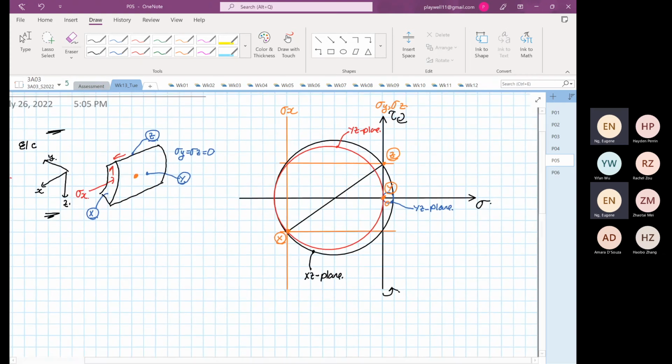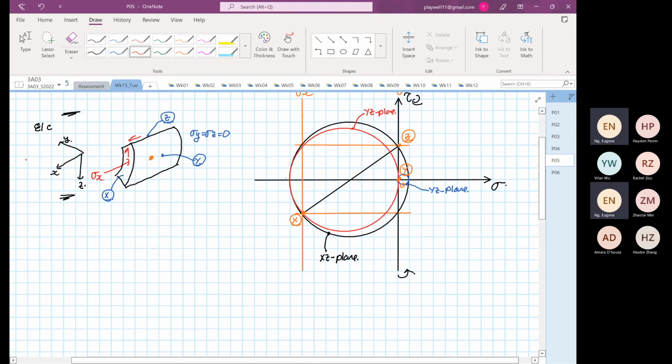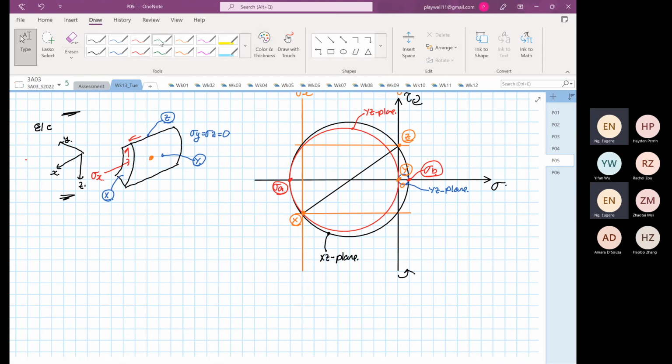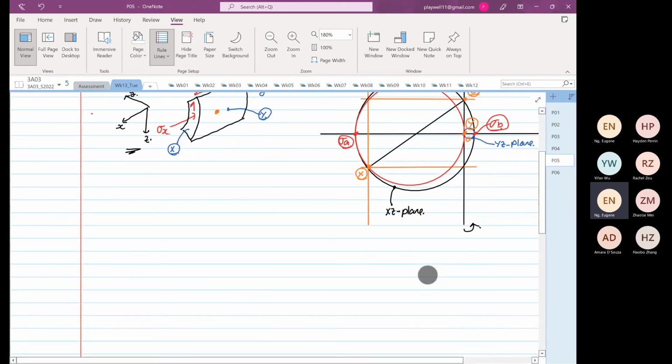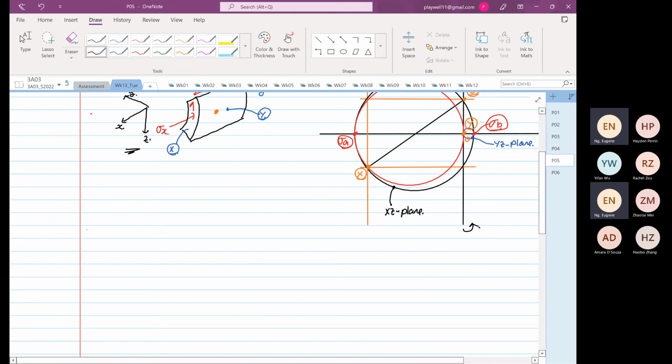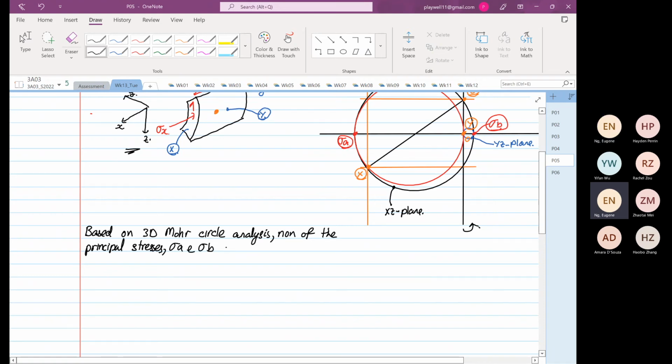So after we have constructed our Mohr circle, this is our stress A, and this point over here is our stress B. So we can conclude from here, based on 3D Mohr circle analysis, that none of the principal stresses, i.e. stress A and stress B, are equal to 0.